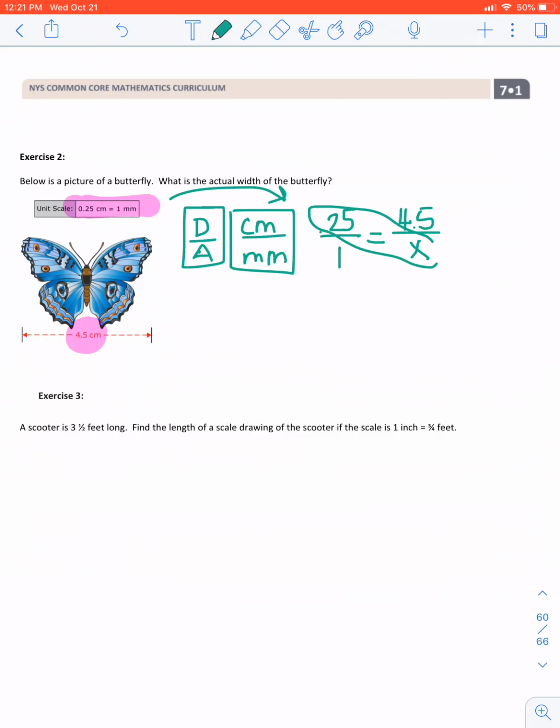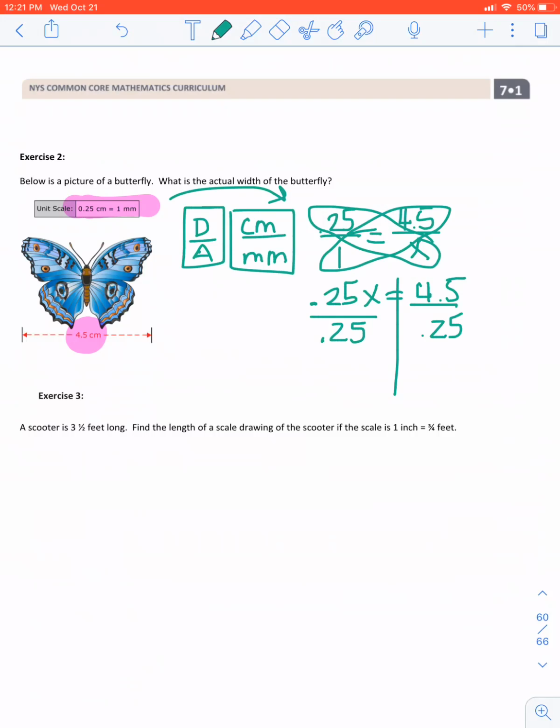So we're going to cross multiply. 0.25 times x is 0.25x. 1 times 4.5 gives us 4.5. And we're going to solve. So we want to get rid of the 0.25 because we want to get x by itself. So 4.5 divided by 0.25 is 18. That's on the bottom, so we're talking about millimeters here. The actual distance of that butterfly is 18 millimeters.